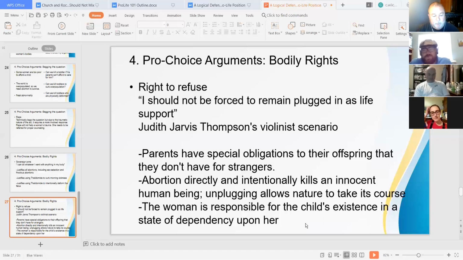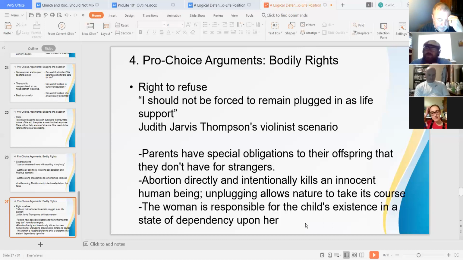The intention is for the human being to die, because the human being must die in order for you to be able to unplug from him. So there's no real way to get around that you're intending the death of the fetus, because that's the only way the fetus can actually be unplugged. And then finally, the woman is responsible for the child's existence in a state of dependency upon her.